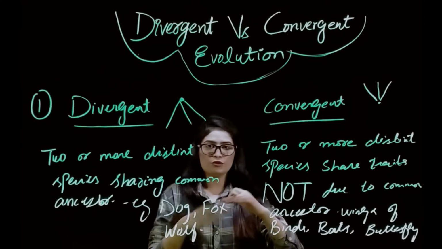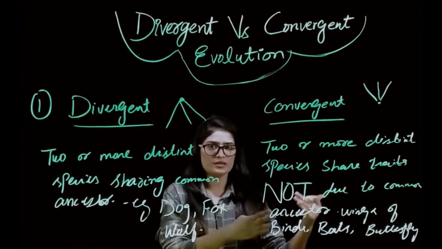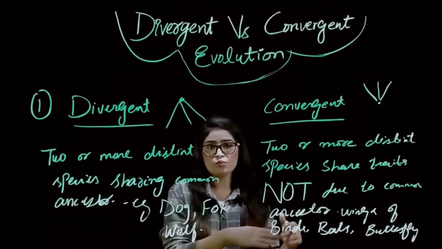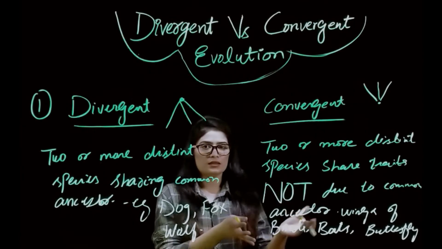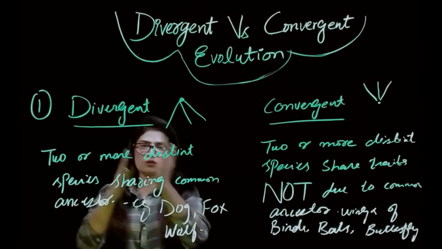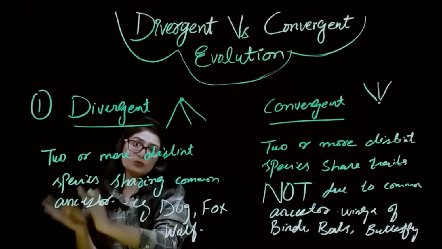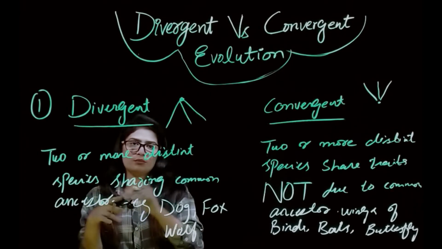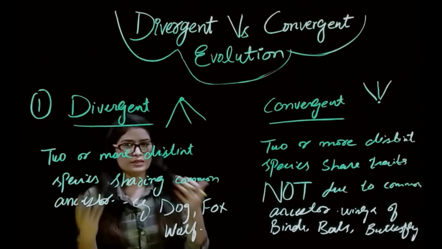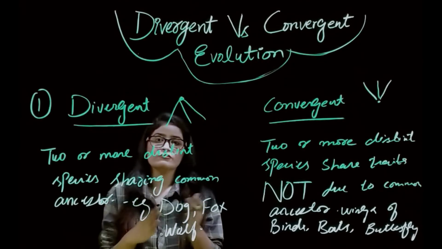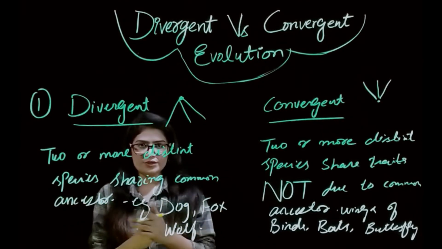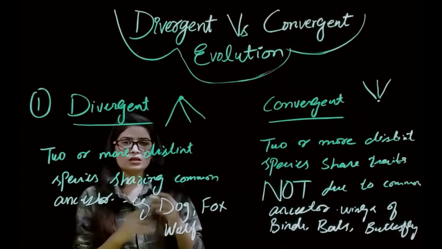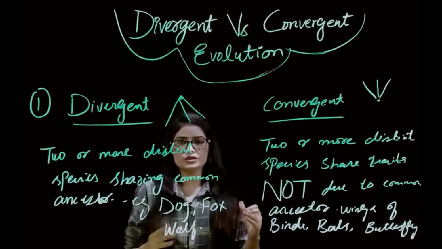They do not share traits due to a common ancestor, but with the passage of time, when they need to, they become alike. While in case of divergent, they actually do share a common ancestor, but when the need and the function become different, they separate. So it's all about divergent and convergent evolution.